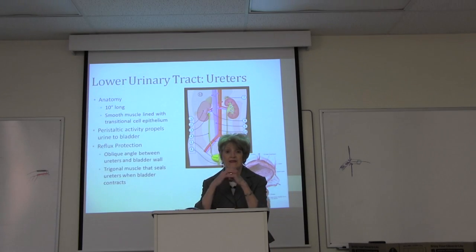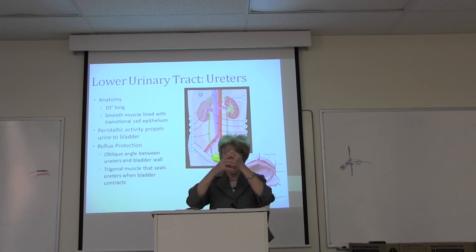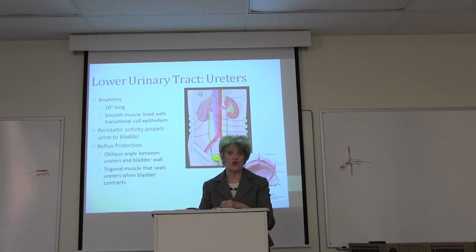Now, the fact that the ureters are comprised of smooth muscle means that they are capable of active peristalsis, so that they're actively squeezing urine toward the bladder. It's not just gravity, it's peristalsis that pushes urine from the kidneys to the bladder.